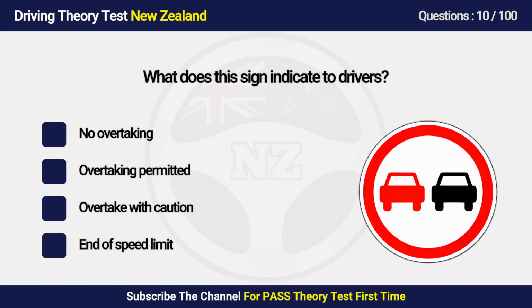Question 10. What does this sign indicate to drivers? A. No overtaking. B. Overtaking permitted. C. Overtake with caution. D. End of speed limit.